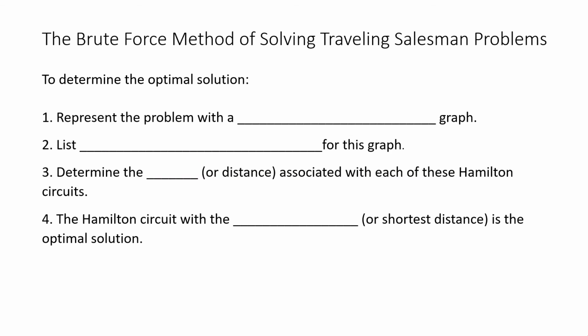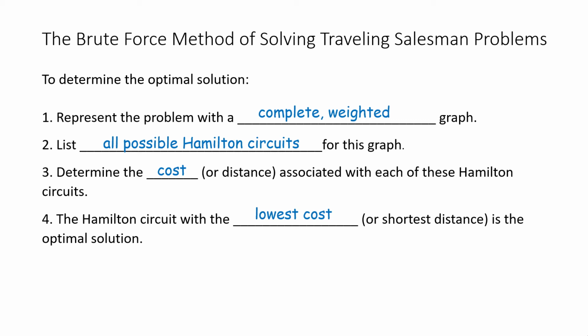The brute force method of solving the traveling salesman problems. To determine the optimal solution: 1. Represent the problem with a complete weighted graph. 2. List all possible Hamilton circuits for this graph. 3. Determine the cost or distance associated with each of these Hamilton circuits. And 4. The Hamilton circuit with the lowest cost or shortest distance is the optimal solution.